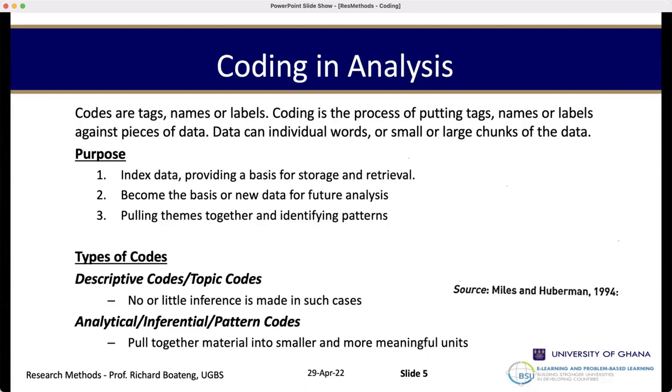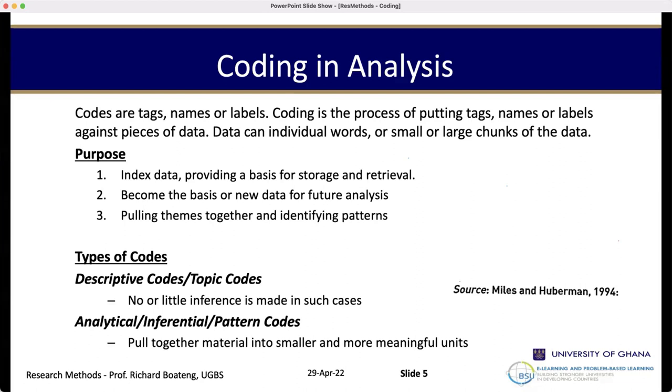So let's start. Coding. What is coding? Codes are tags or labels that you assign to your data. The objective here is to try to make sense, to point out that the thing that you are reading is trying to connote a particular meaning. Now, why do you do that?